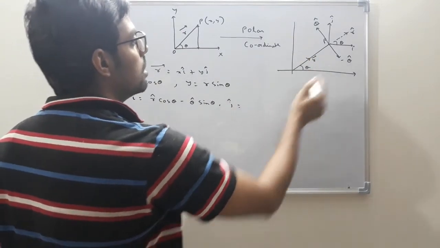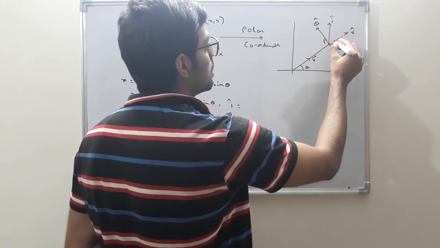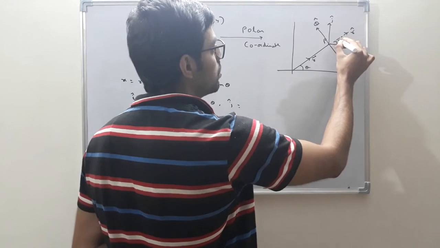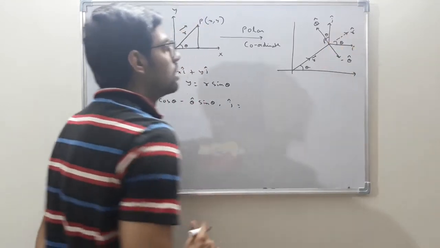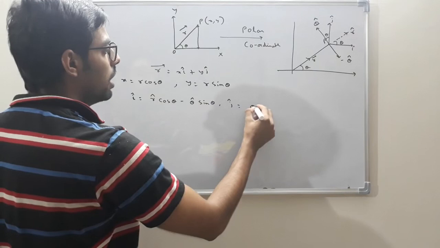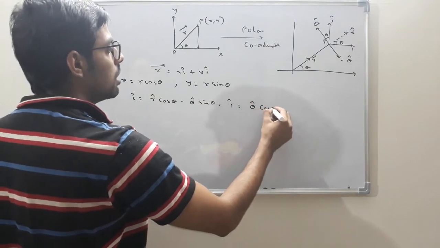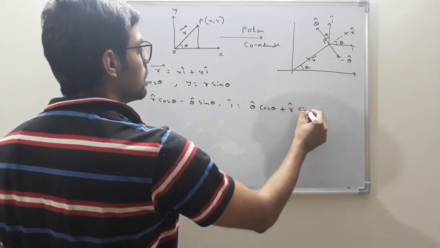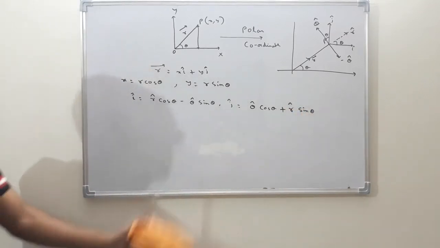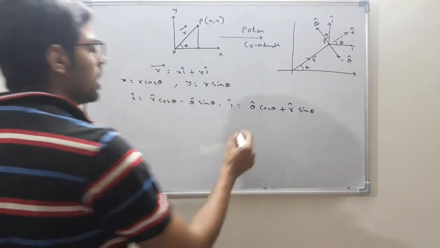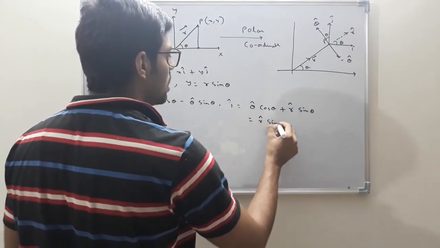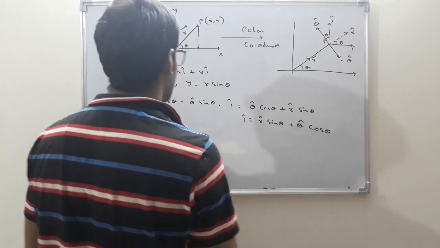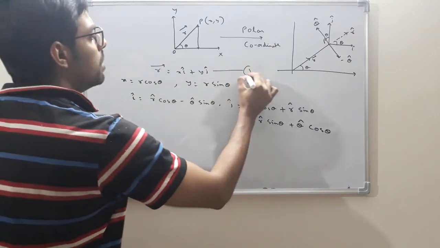And what will be j hat? This angle is theta, this angle is pi by 2 minus theta, this angle is pi by 2 minus theta, again this angle is pi by 2, therefore this angle will be theta. Therefore j hat equals theta hat cos theta plus r hat sin theta, or you can write r hat sin theta plus theta hat cos theta. This is j hat.